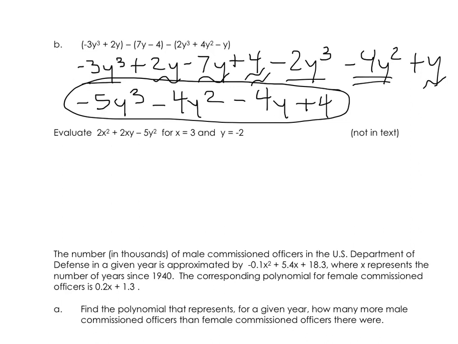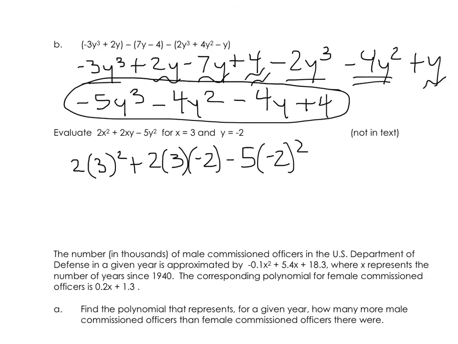Let's evaluate this polynomial, 2x^2 plus 2xy minus 5y^2, for x equals 3 and y equals negative 2. So 2 times 3 squared plus 2 times 3 times negative 2 minus 5 times negative 2 squared. Let's see, that gives us 2 times 9. You know, exponents have to be handled before you can do multiplication, division, addition, subtraction. We can go ahead and do this multiplication.